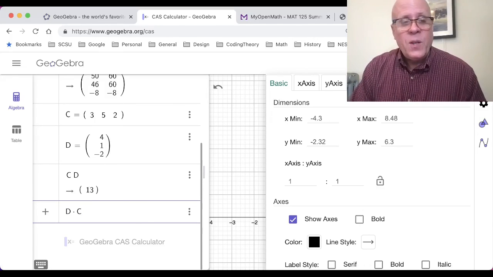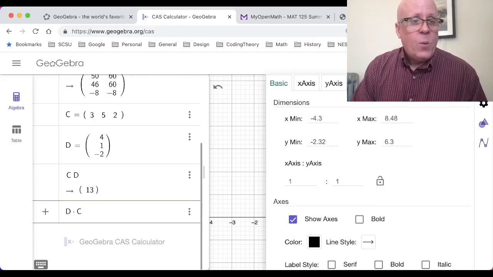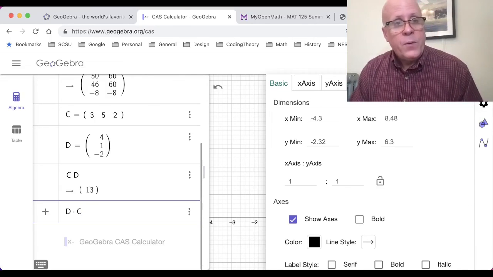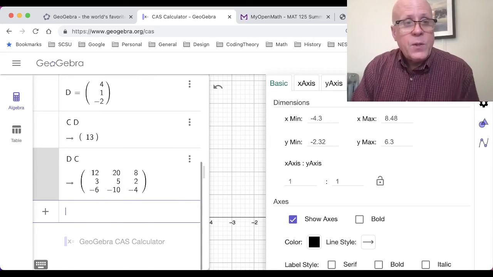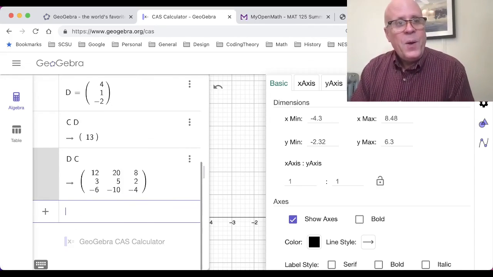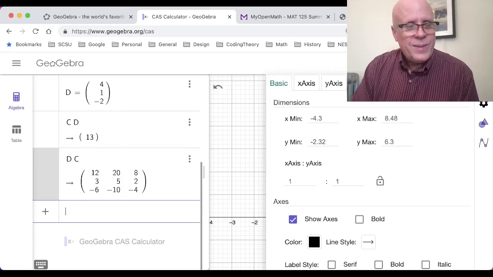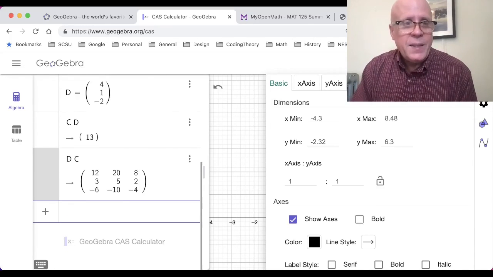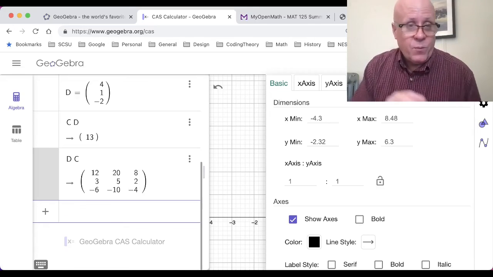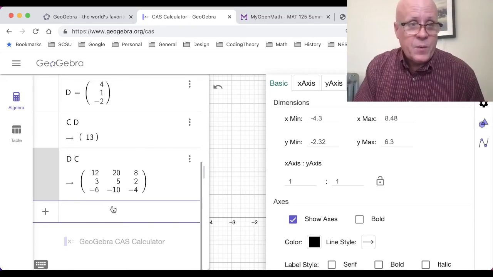Because now we're talking about a 3 by 1 times a 1 by 3. The 1s are the inner dimensions and they match. And the outer dimensions are both 3s. So we just took 2 vectors, 1 by whatevers, or whatever by 1s, and created a matrix out of it. An honest to gosh matrix. It's 3 by 3 here.